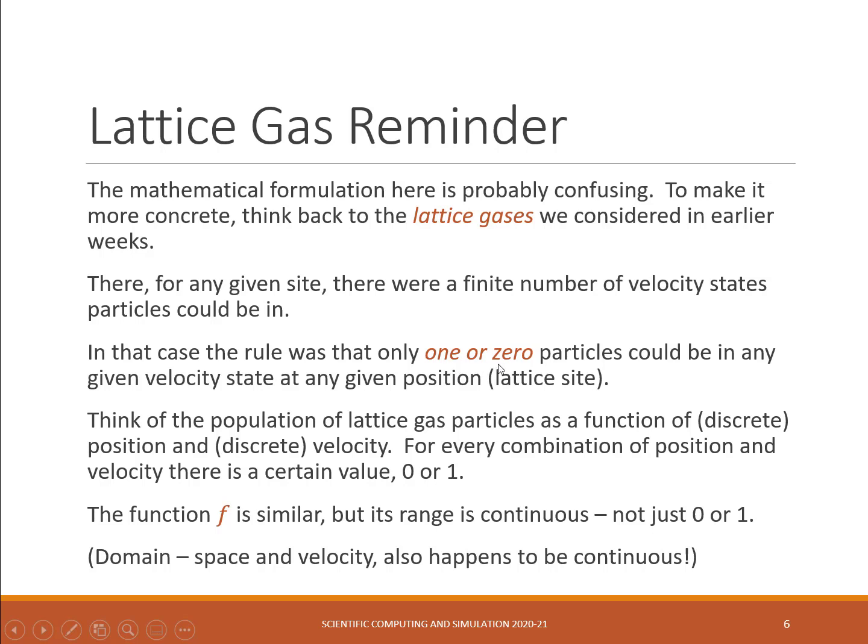We can adapt the same notion to characterize the position and velocity of each particle in the Boltzmann model. However, it should be noted that f is a probability function and its range is continuous instead of 0 or 1.